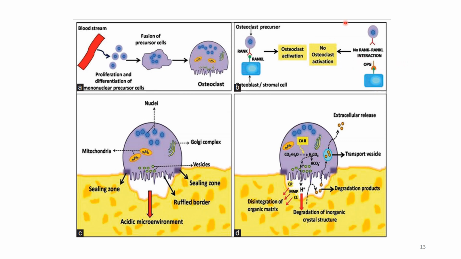Coming to its attachment to the bone, the osteoclast attaches itself to the bone by the podosomes, forming a sealing zone. Within the cell, by the action of carbonic anhydrase 2, there is production of H+, which are transported to the resorptive site, forming the acidic medium here. Once they are transported to the resorptive site, there is degradation of the organic matrix as well as the destruction of the inorganic crystal structure, eventually leading to resorption.